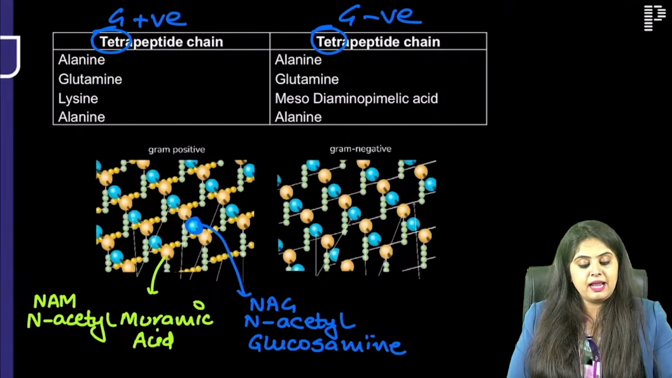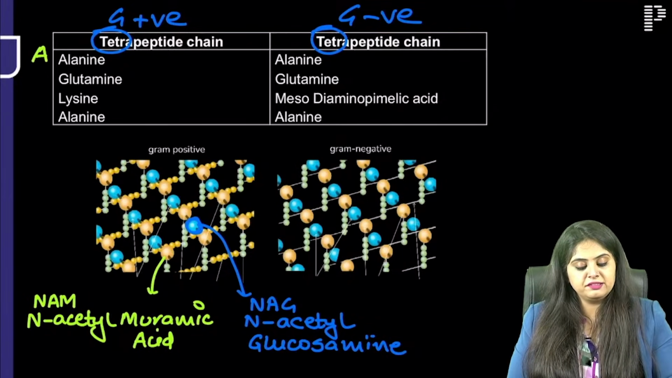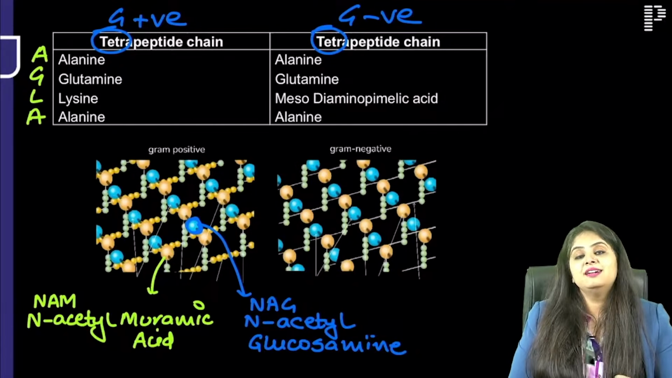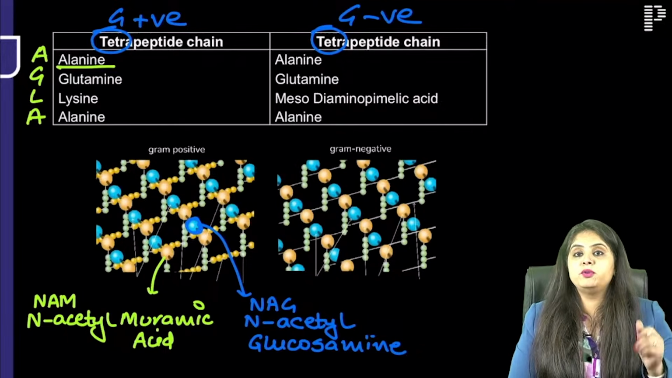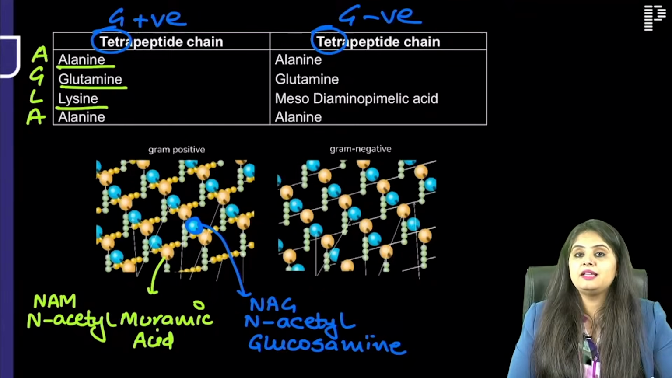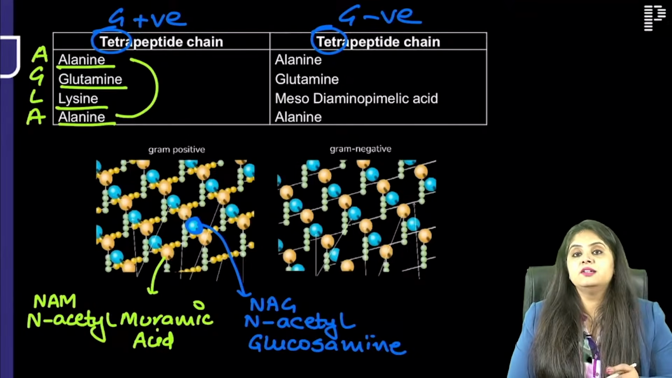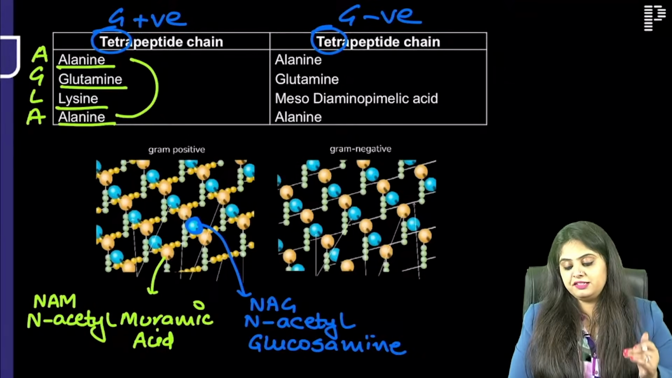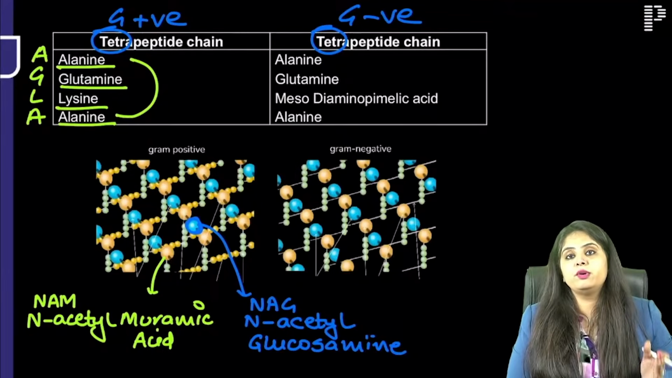So in gram positive also 4 proteins are attached, and in gram negative also 4 proteins are attached, called tetrapeptide chains. In gram positive they are known as agla. That is how we've learnt it. Means the 4 proteins are alanine, then glutamine, then lysine, and then back to alanine. So alanine, glutamine, lysine, alanine. In gram positive, it is going to be agla.